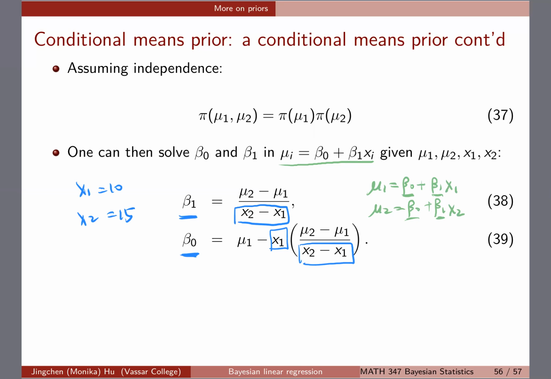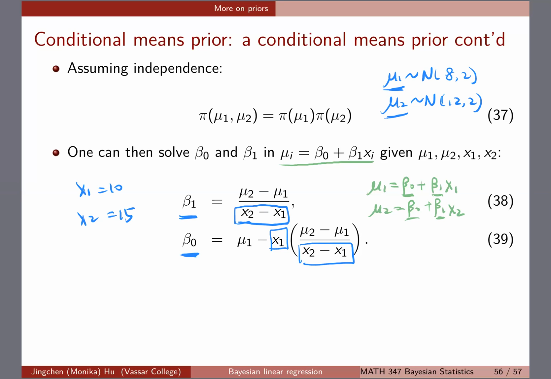So x1 and x2 are fixed, so their difference is fixed. And for mu1 and mu2, if you remember, for mu1 we gave a normal prior, and for mu2 we gave another normal prior. Then when I'm trying to make inference from the Bayesian methods, we know that we're going to get a bunch of draws of mu1 and mu2 because they are random, right? Let's say we have 5,000 draws of them.